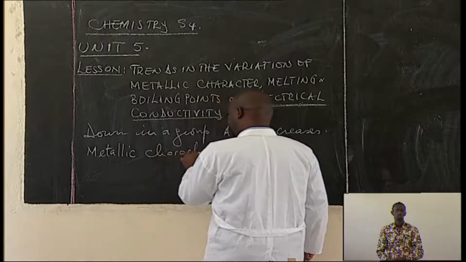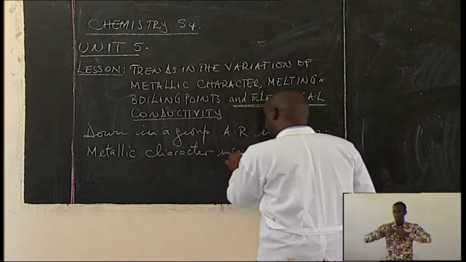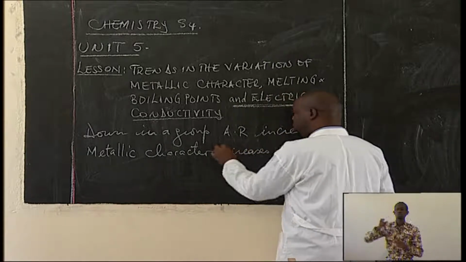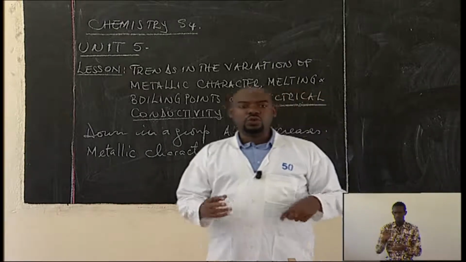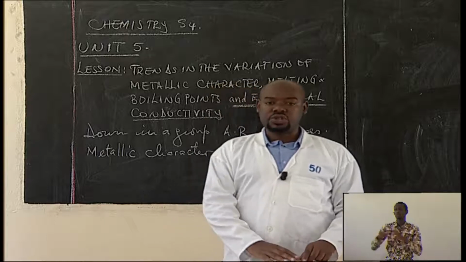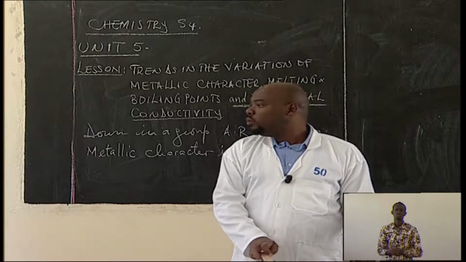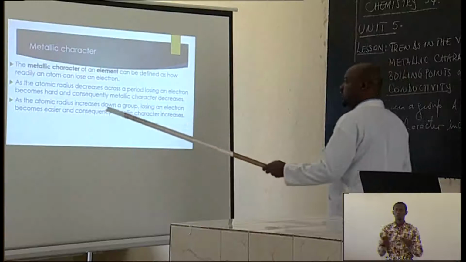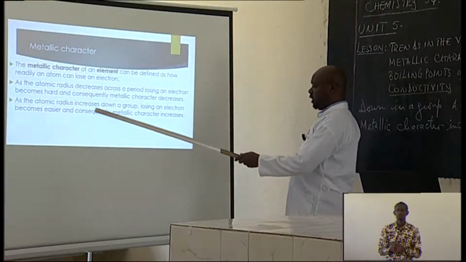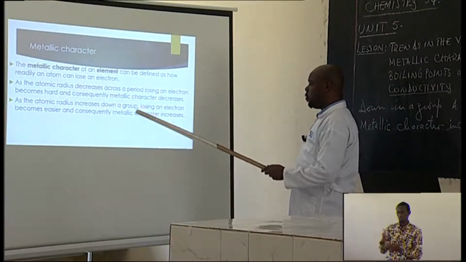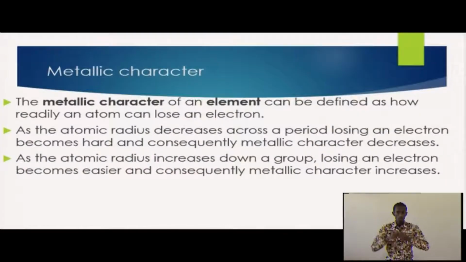Metallic character increases as you move down the group because the tendency of losing the electrons increases too. So what we have on the slide here, as the atomic radius increases, this is down a group, losing an electron becomes easier, and consequently, metallic character increases too.